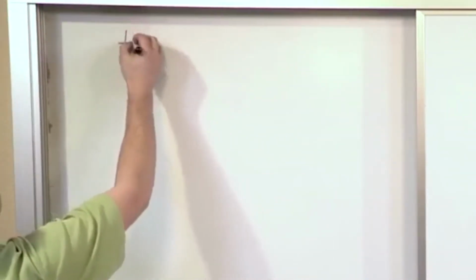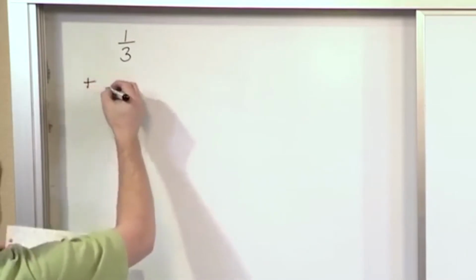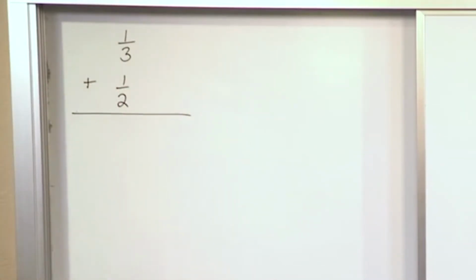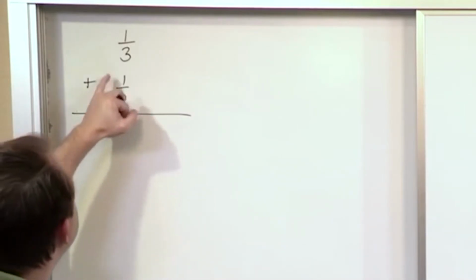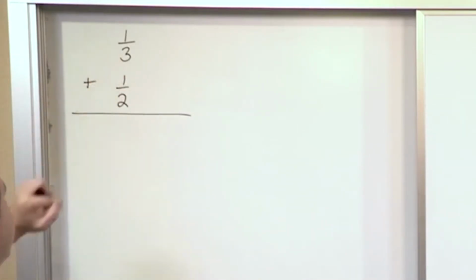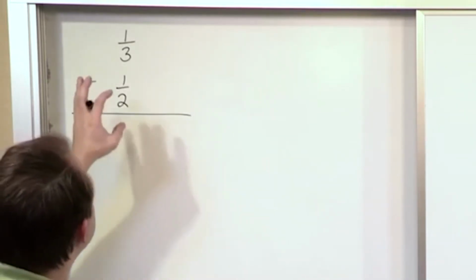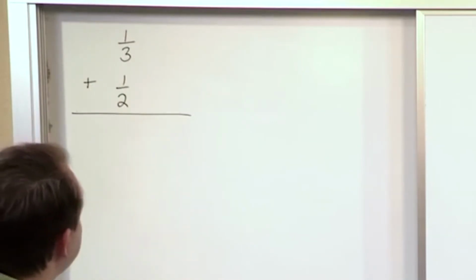What if we have 1/3 and we're adding to that 1/2? All right, so the first thing we do is we look and see, do we have a common denominator between these fractions? And of course we don't. We have a 2 and a 3. So now we go to the second part. We have to figure out how to make a common denominator between these fractions.